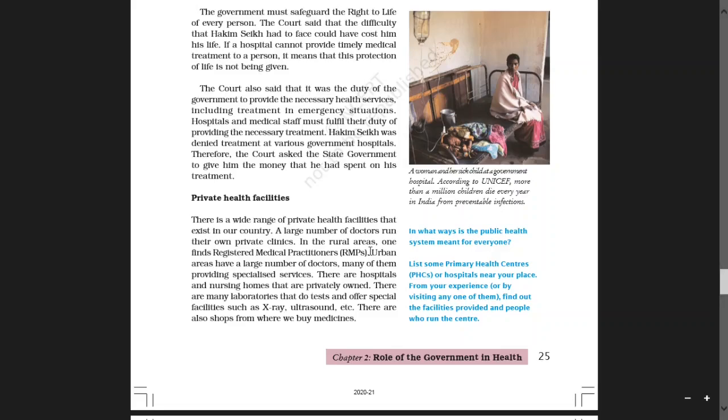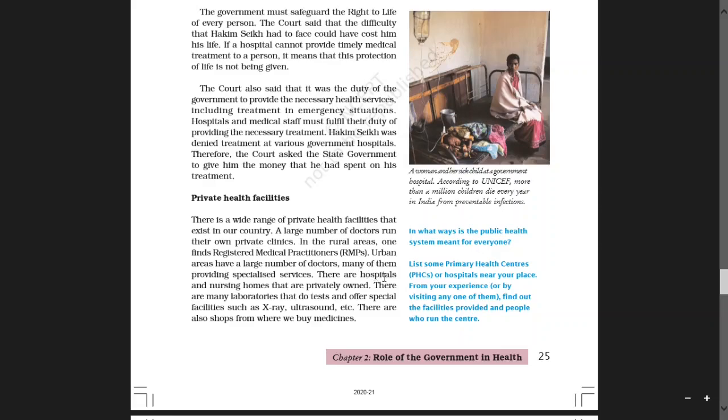Medical practitioner means a person who works as a doctor, dentist, etc. Urban areas have a large number of doctors, many of them providing specialized services. In the city and town areas, they have a large number of doctors, many of them providing specialized services. Okay, they are well trained.